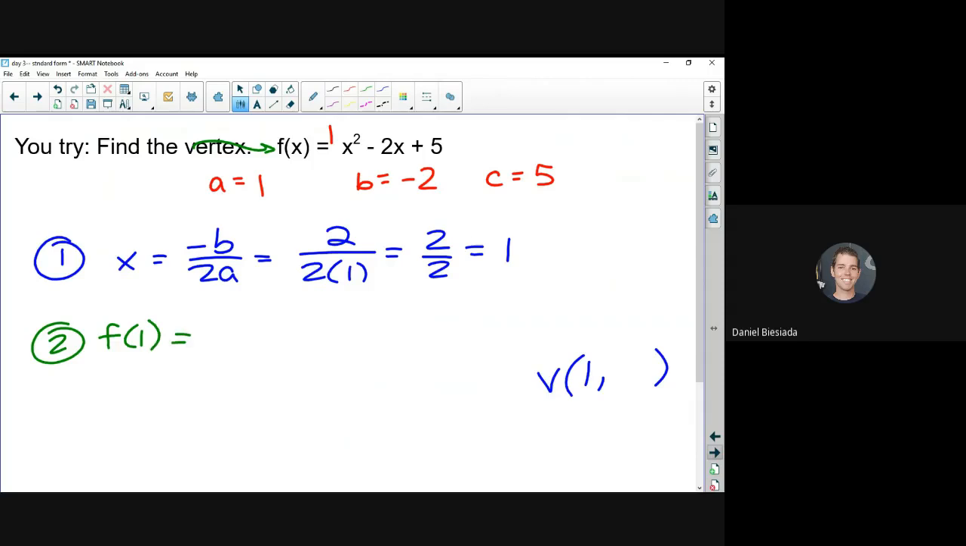I'll use some notation here. I'm going to use f of 1 because I am plugging 1 in, and that's what f of 1 means. But the math is all the same. Exponents first, 1 squared is 1. So I have 1 minus 2 plus 5. That's going to give me an answer of 4, and that is the y value for this vertex, 1 comma 4.